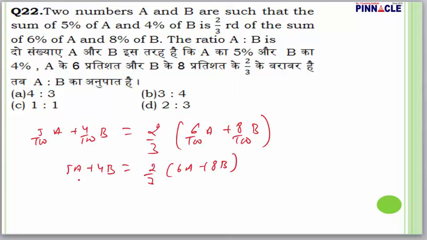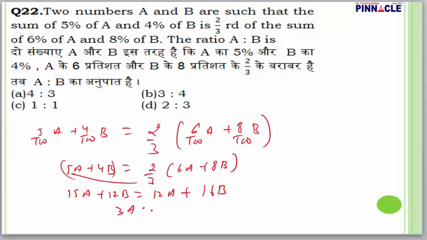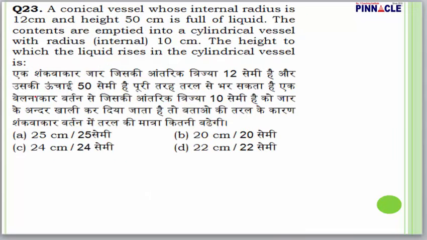Cross multiply, then we will have 15A plus 12B is equal to 12A plus 16B. We will have 3A is equal to 4B. A by B would be equal to 4 by 3. A ratio B would be 4 is to 3. Answer is A.